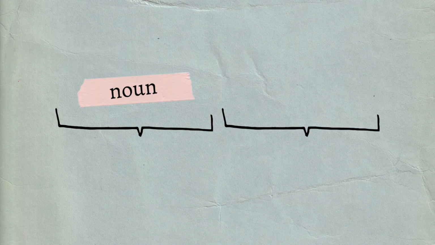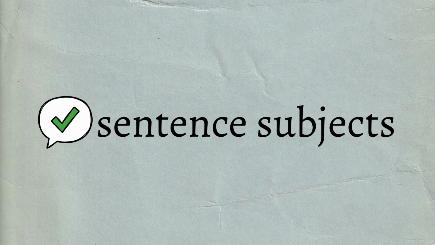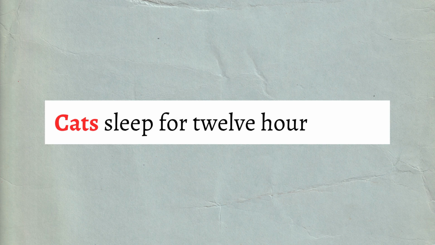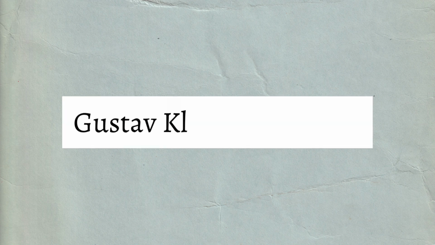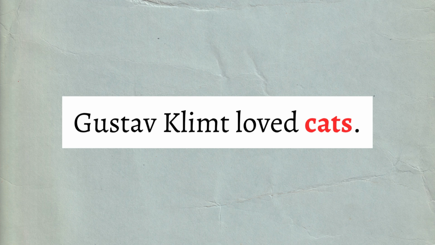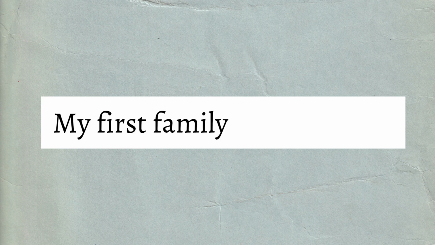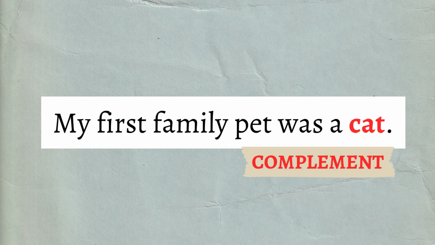Last but not least, a noun will often fill certain slots or positions in our sentences and perform predictable jobs as sentence subjects, sentence objects, and sentence complements. Consider these sentences. In cats sleep for 12 hours a day, cats is the sentence subject. But in the sentence Gustav Klimt loved cats, it's now functioning as a direct object. And in my first family pet was a cat, now the word cat is a sentence complement, telling us what the subject is equivalent to.